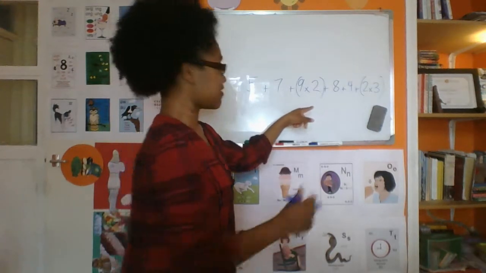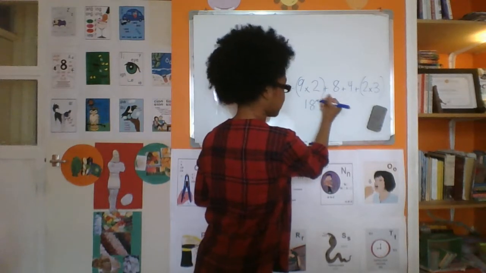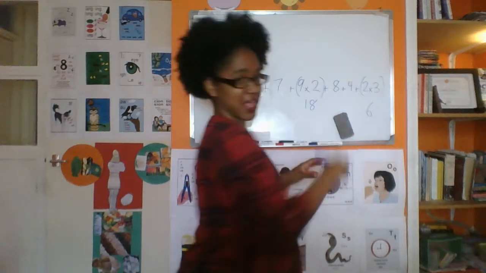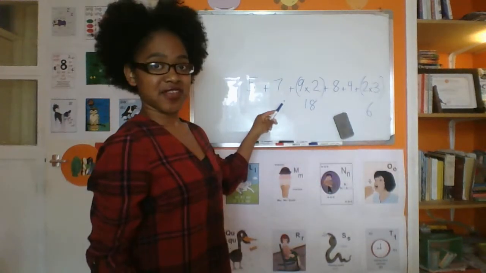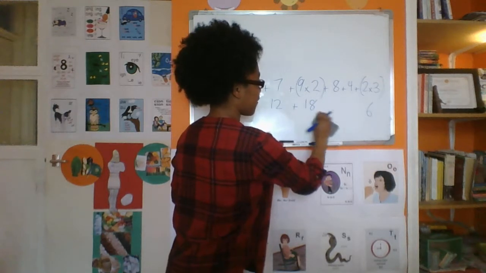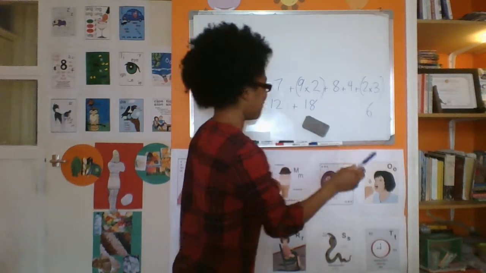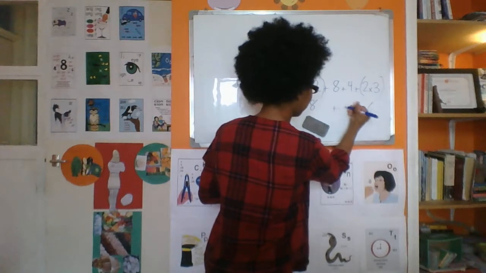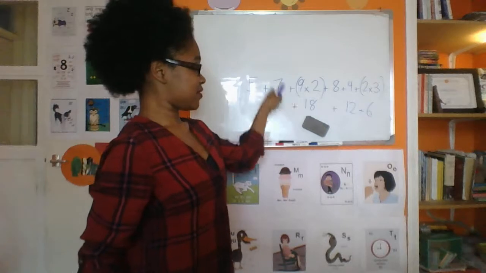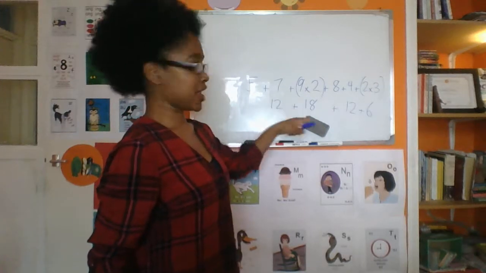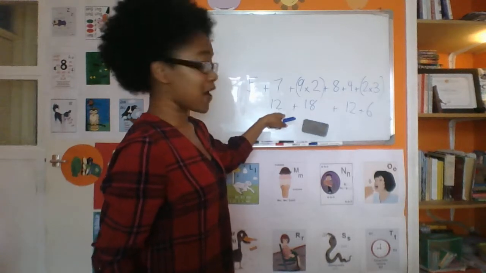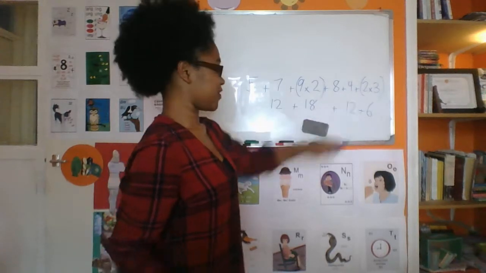So multiplication, 9 times 2 is 18, right? 2 times 3 is 6. So we've got that in place already. So 5 plus 7 is 12. 8 plus 4 is 12. So you see, all I need to do is add the answers, the sums of the addition and the products of the multiplication problem. So here we have 12 plus 18 plus 12 plus 6.